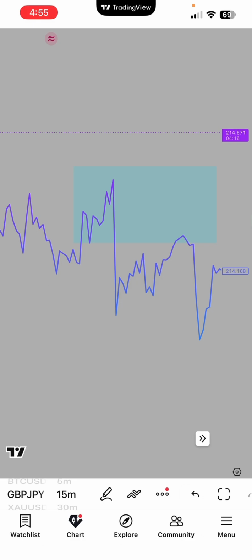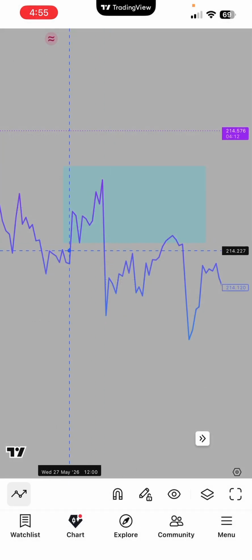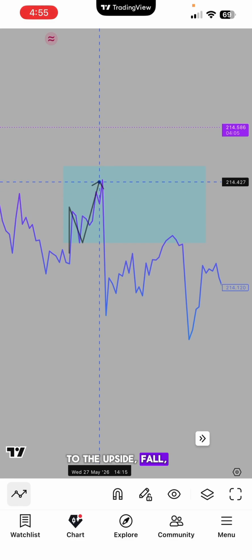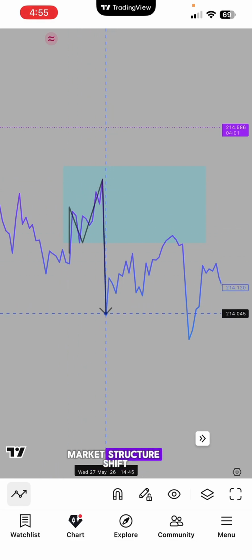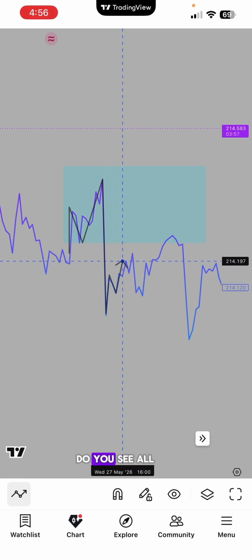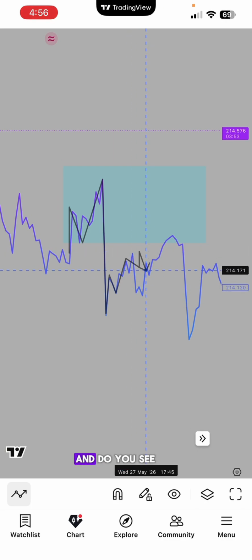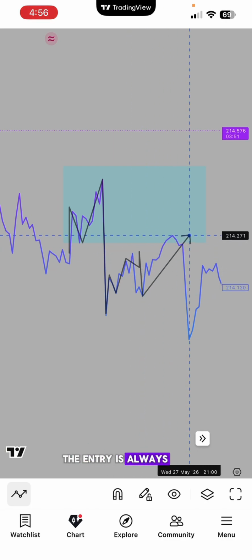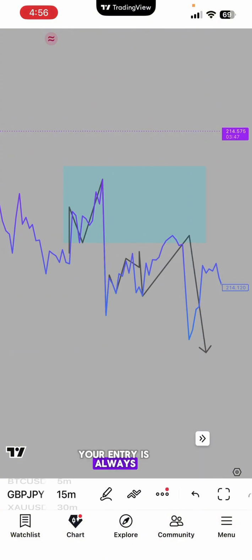Let's see the chart again. Do you see? Push to the upside, fall. Liquidity sweep has been formed, market structure shifts. Look at the pullback I told you about. Do you see all this pullback? All this pullback is just liquidity that is forming. And do you see the entry? Your entry is always the breaker block.